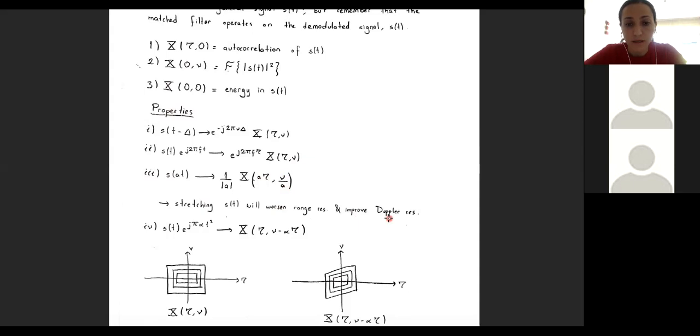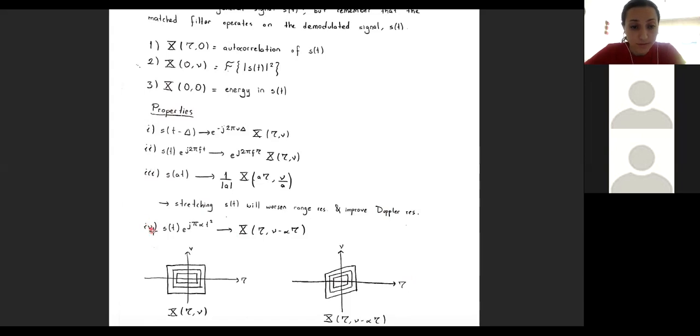So here we also see again the trade-off between range resolution and Doppler resolution. You cannot make the ambiguity function have a small extent in both directions. If you squeeze it along tau, it's going to get enlarged along the other direction. So there is this trade-off between these two resolutions.